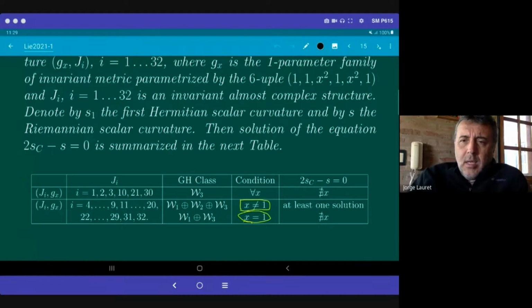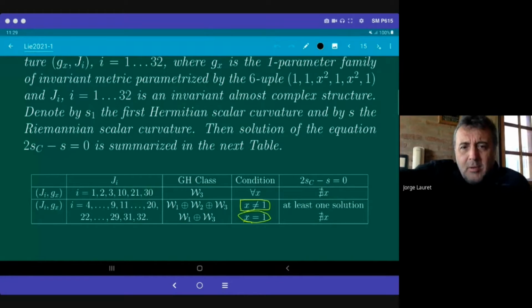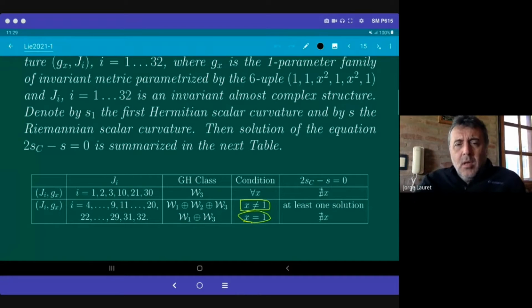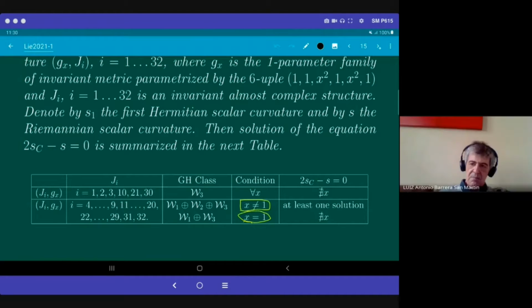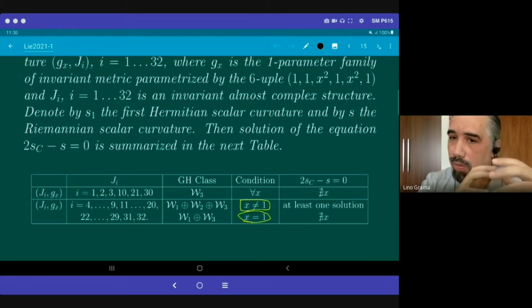Yeah, Lino. Hi, how are you? So, if you ask for the Ricci tensors to coincide for the two connections, is that too strong? Does that imply Kähler? We need to think about it. I guess there are some constraints, but maybe it's too strong. But I need to check a little bit more.